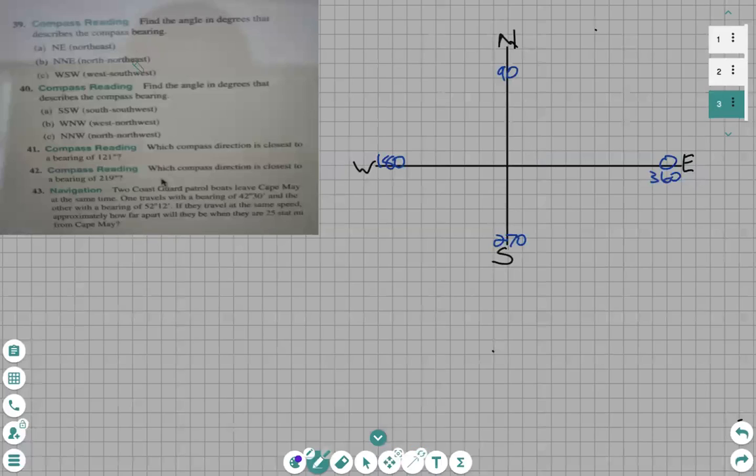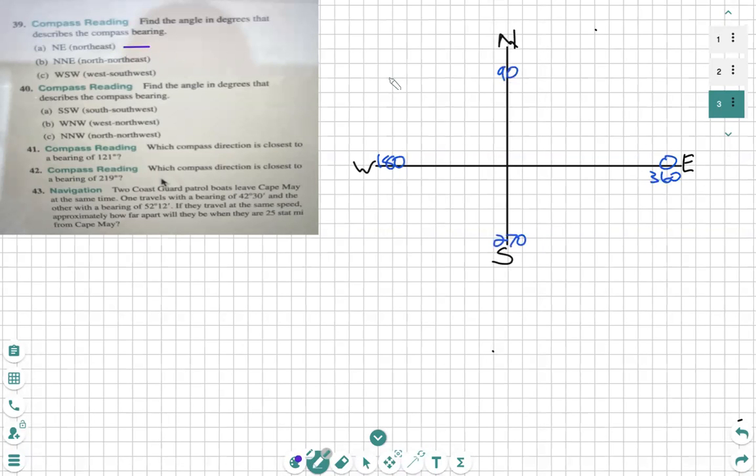The first thing we're looking for is northeast, right? Northeast is going to be directly in between north and east, which makes sense. So we get our northeast right there. We notice that if this whole thing is 90 degrees, and we just cut it in half, what's 90 divided by 2? 45. So this is 45 degrees, and this is 45 degrees, right? That first one is going to be 45 degrees.